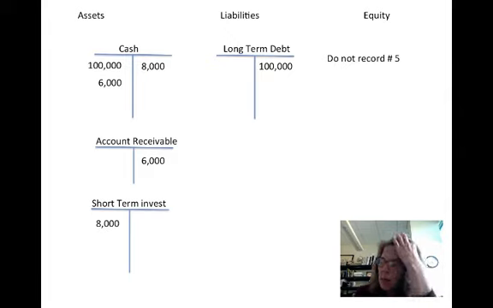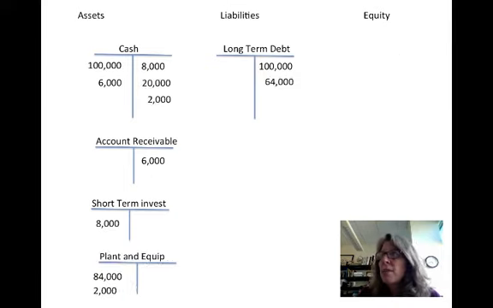Number 6 says the company purchases manufacturing equipment for $84,000. The company pays $20,000 cash and gives a 3-year note for the balance. In addition, the company incurs costs of $2,000 to install the equipment. So we know part of this, we're going to have $84,000 worth of equipment. So we're increasing our asset, which is a debit entry. We're going to decrease it by the $20,000 cash that we paid, and we're going to increase a debt, a liability, which is a credit entry of $64,000. So this 64 plus this 20 is equal to this 84.